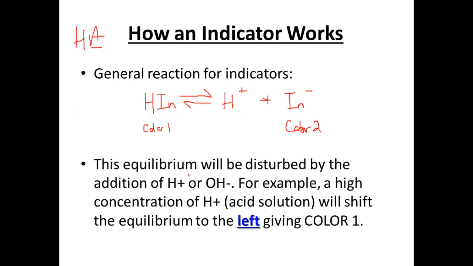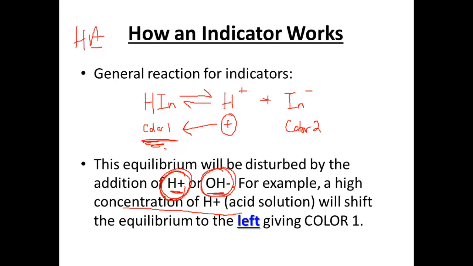Essentially, equilibrium is disturbed by the addition of H plus or OH minus. When you add acid, this is what you're increasing the concentration of in water. And when you add a base to solution, you're essentially increasing the concentration of hydroxide in water. So for example, when we add acid, we increase that H plus. It's going to shift equilibrium to the left. If you increase the amount of this, it's going to shift away to the left. And color 1 is going to be the more dominant color.